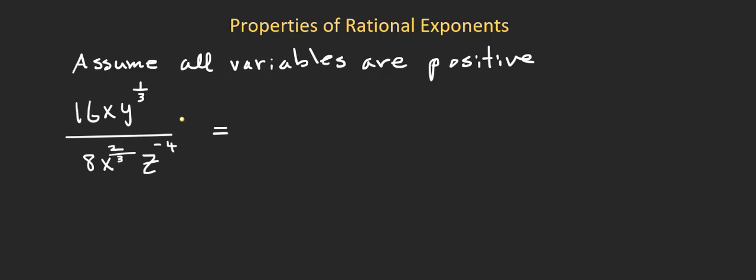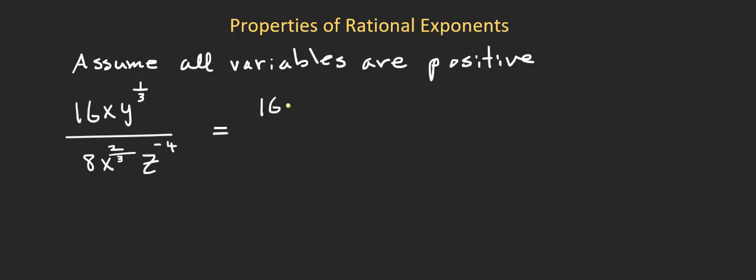We need to simplify this, assuming all variables are positive. So for this example, what I like to do is make negative exponents positive. And I only see one negative exponent here on the bottom. So if you want to make that into a positive exponent, you need to move z to the negative 4 to the top. For example, if you had a negative exponent on the top, if you want to make it positive, you've got to bring it to the bottom.